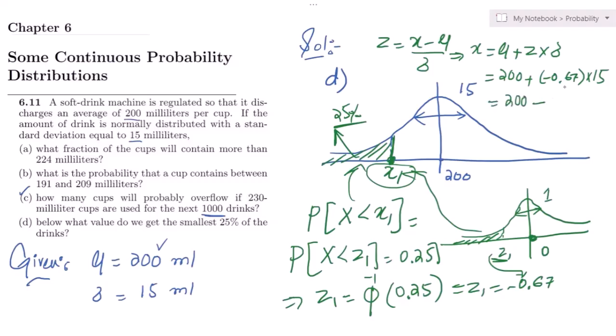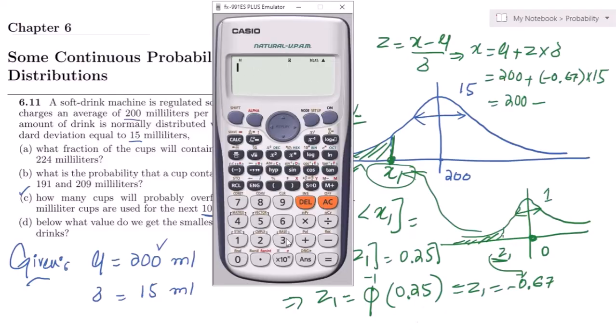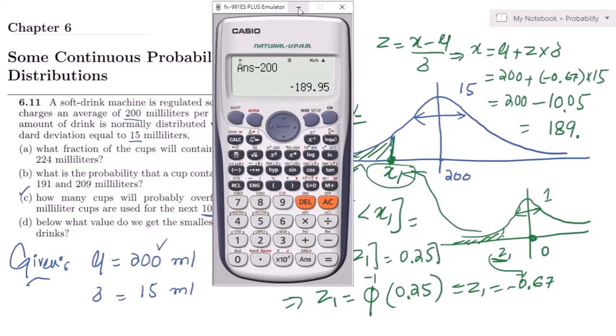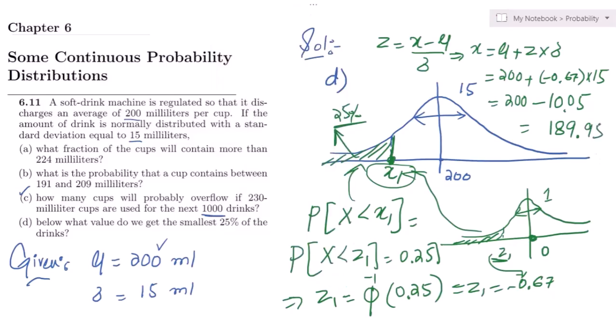So it would be 0 minus 0.67 multiplied by 15, so this is 10.05, and subtracting it from 200, we get 189.95, and that is basically the value which should be here, and that is the solution which we wanted to find.